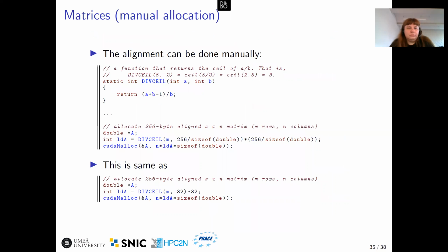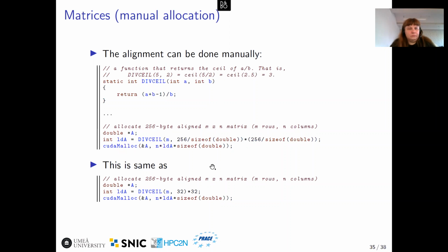There are two ways of doing this alignment. The first one is that you do it manually, so you keep using cudaMalloc. It is just that when you calculate the leading dimension, meaning how many words are being allocated for each column, you make sure that the leading dimension times the word size is a multiple of 256.